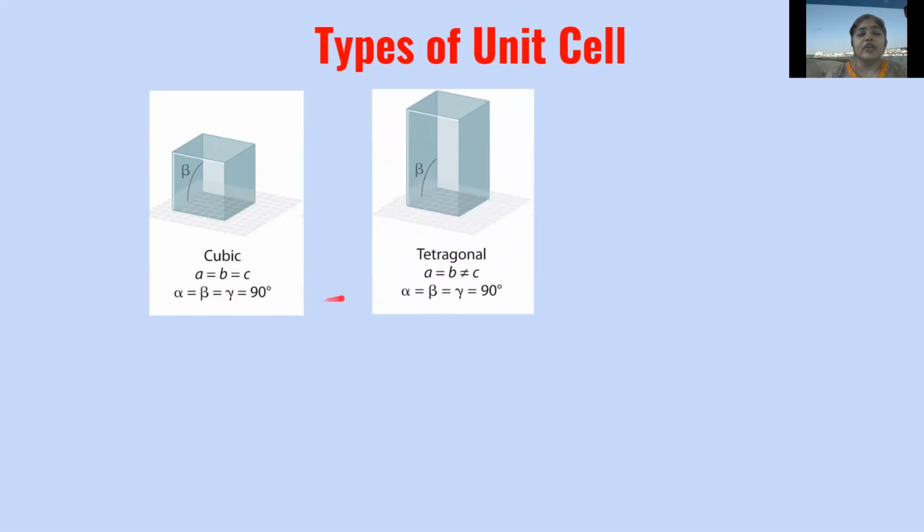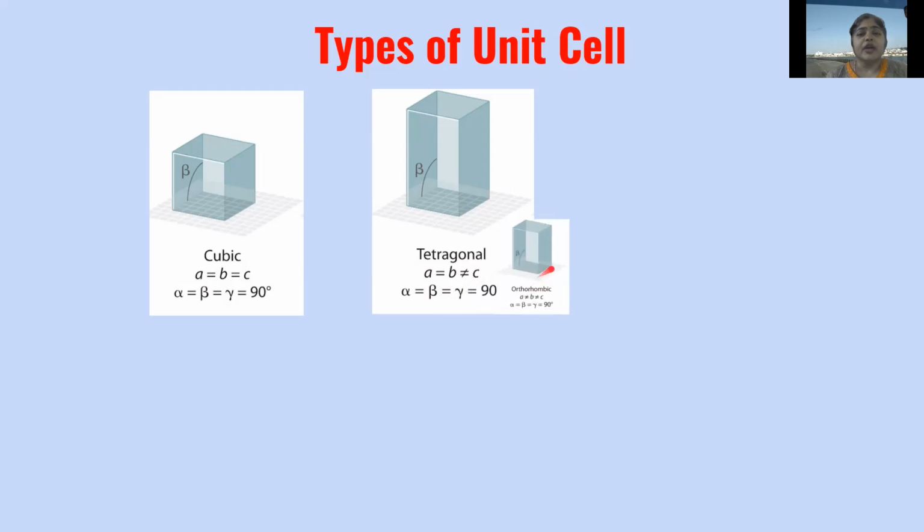The second type of unit cell which we have is called the tetragonal, where two edges are equal to each other. A is equal to B, but the height C is not equal. So the bases are equal, that is A and B are equal to each other, but the height C is not equal. In that case, you get a rectangular cuboid, and it is called tetragonal, although the angles here are all 90 degrees.